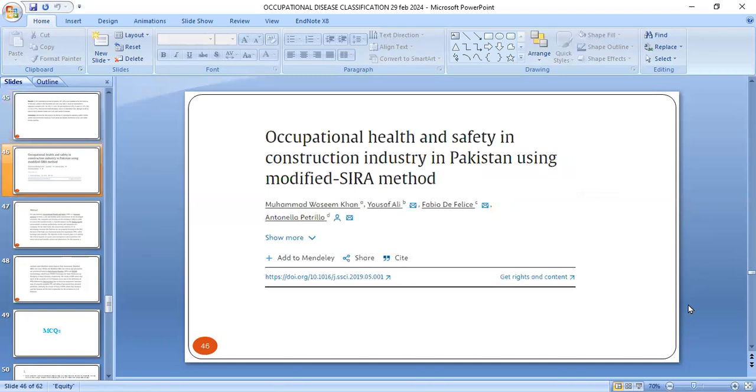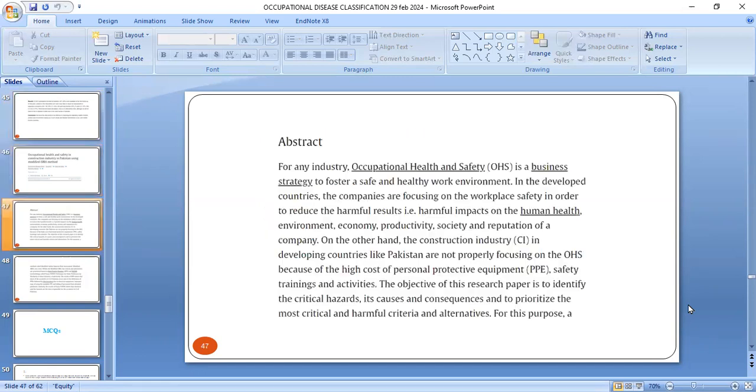The next article is Occupational Health and Safety in Construction Industry in Pakistan using Modified SIRA method. For any industry, occupational health and safety is a business strategy to foster a safe and healthy working environment. In the developed countries, the companies are focusing on workplace safety in order to reduce harmful impacts on human health, environment, economy, productivity, society, and reputation of a company. On the other hand, the construction industry in developing countries like Pakistan is not properly focusing on occupational health and safety because of high cost of PPEs, safety trainings, and activities.